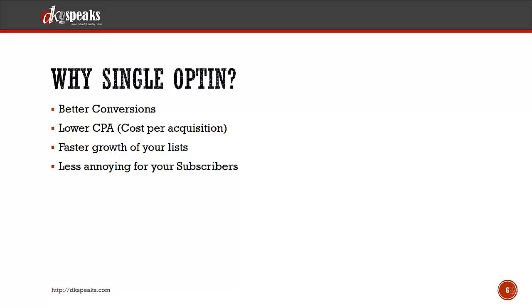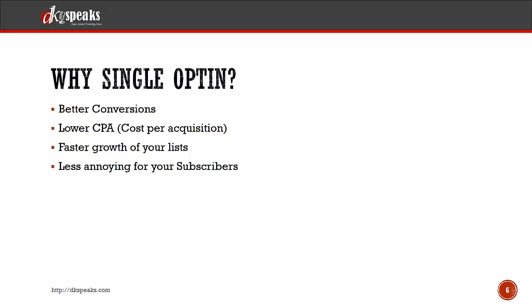In contrast to that, if you look at the double opt-in, what will happen is of the 30 people who enter their details into the opt-in form, only 15 might go about clicking on that confirmation link. Which will mean that only 15 people will get added to your opt-in list. And that means that the cost per acquisition is going to be $2 per subscriber. So that way, with single opt-in, the cost per acquisition is going to be lower.